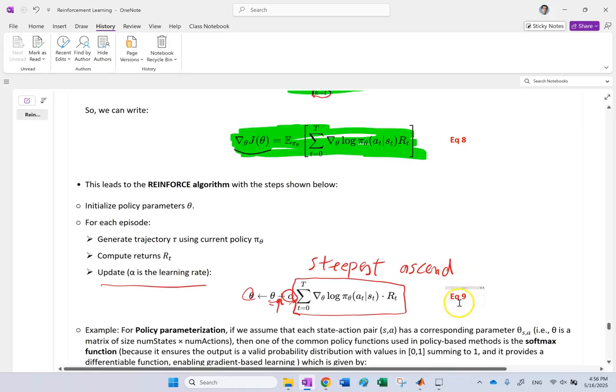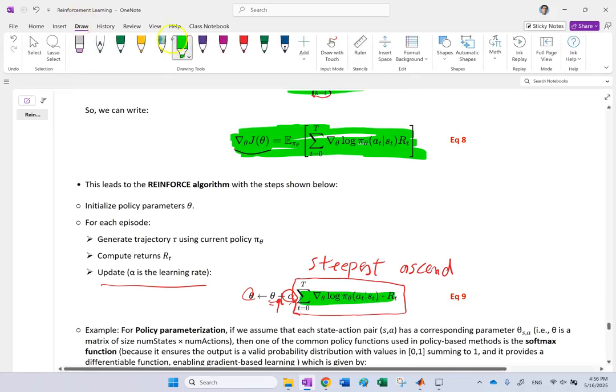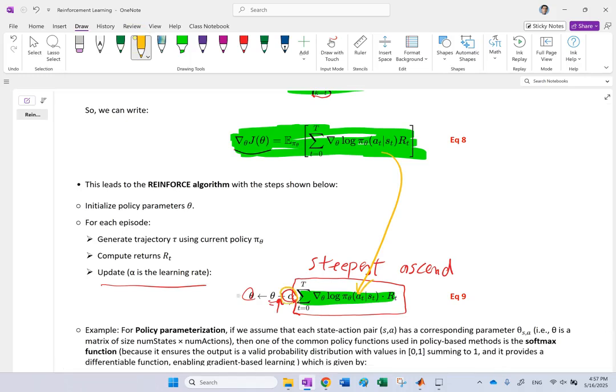Okay, and that is exactly what you have. This is exactly that gradient that you have. It is going to come right here, multiplied by a learning rate, added to the previous value and get you the new value. So this is exactly what you need to do, and that is the reinforce algorithm.